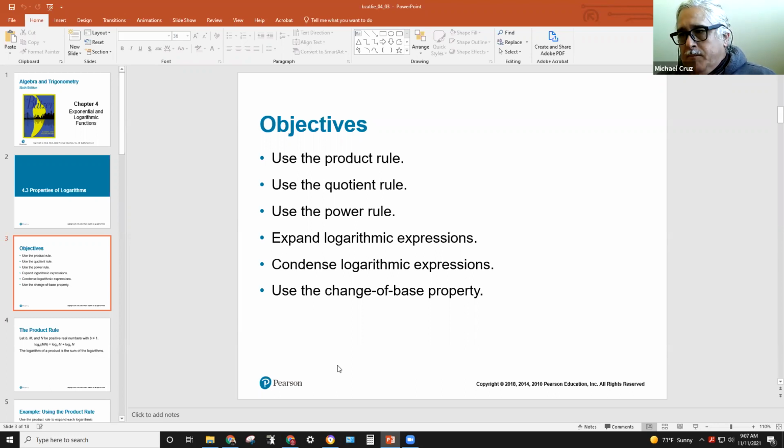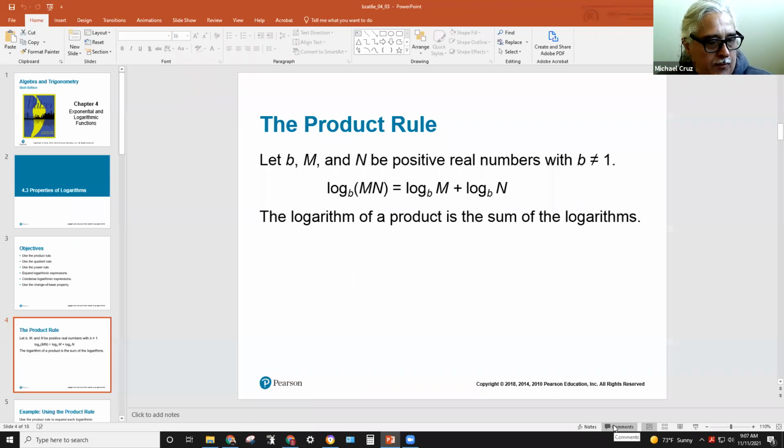There were rules by that name that dealt with exponents. Well, here we've got very similar rules that deal with logarithms. The first one is called the product rule. Just like with exponents, when you're multiplying like bases, you add up the exponents. Multiplication and addition have a correlation. Here, the same thing is true.